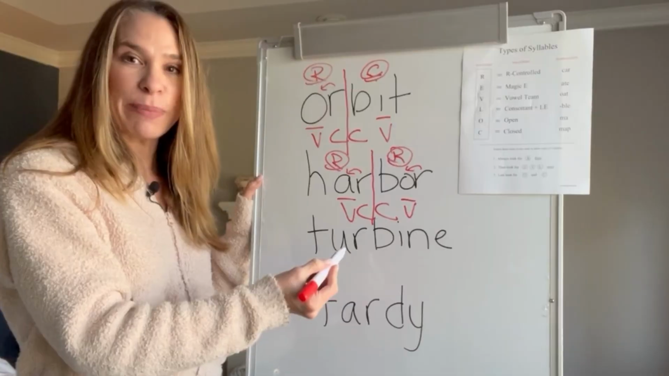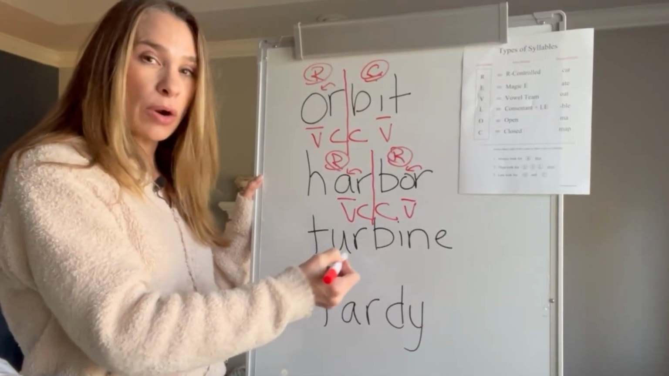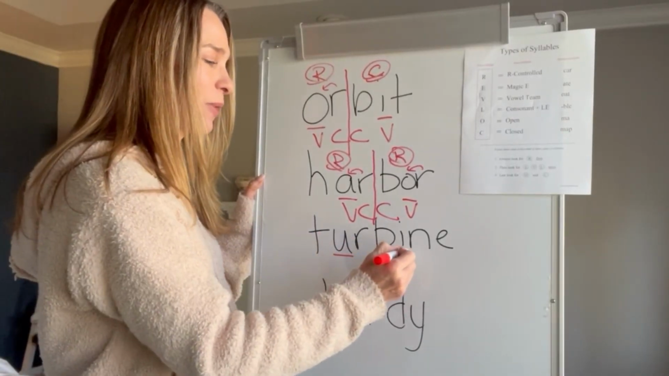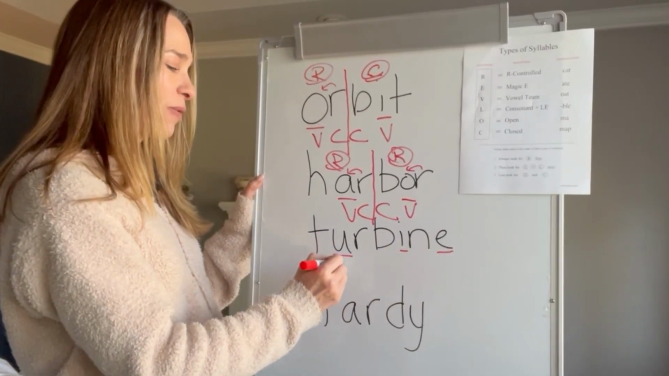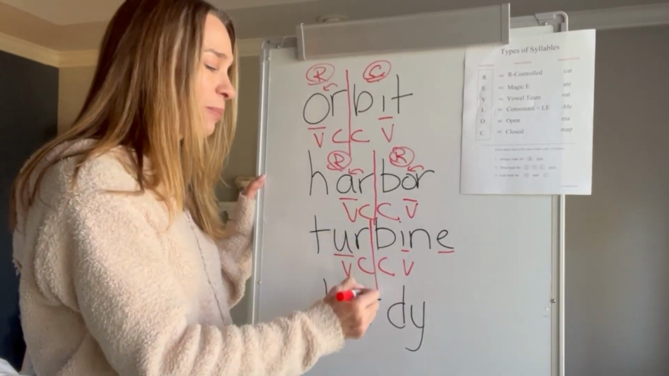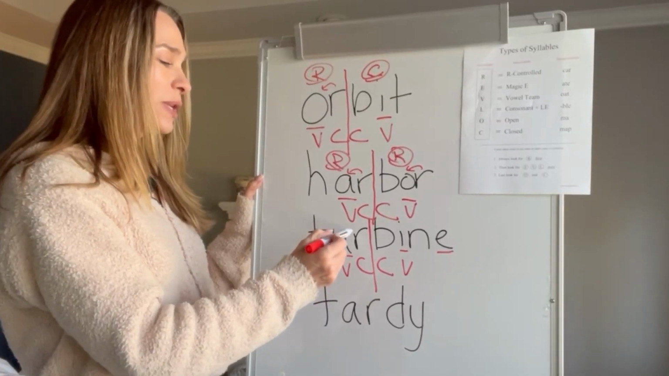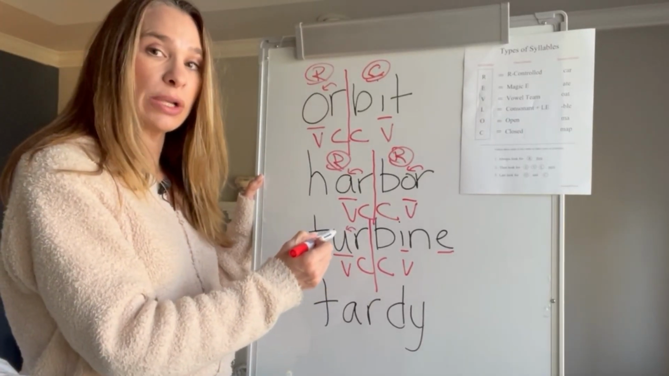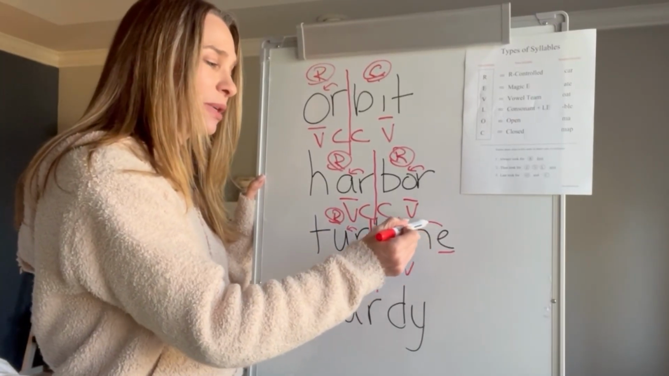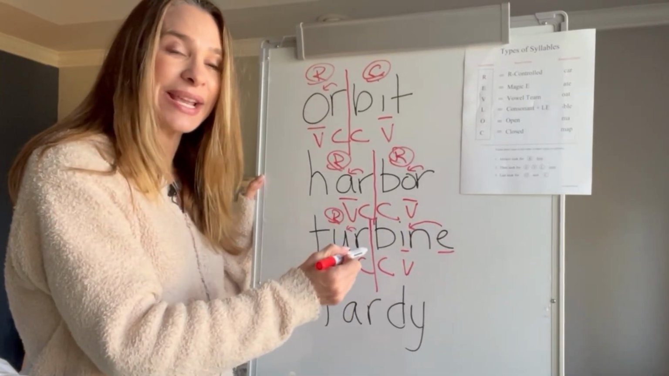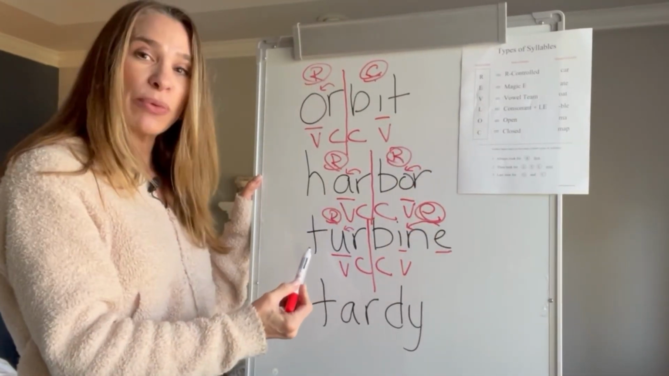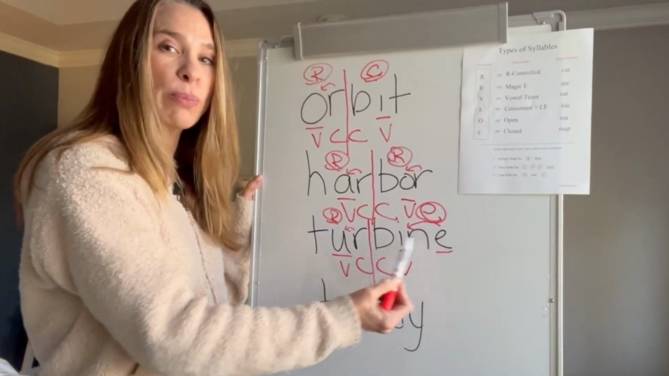This is an example with R-controlled and magic E. So we still underline our vowels, treat it the same. Start with VCCV, syllable division rule, divide between the two C's. Your student sees that R is controlling the U for R-controlled, and we have our magic E controlling the I, which makes the I say its name for a magic E syllable. Student now reads turbine, turbine, turbine.